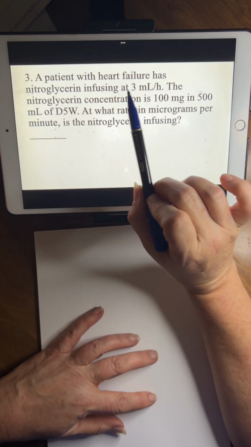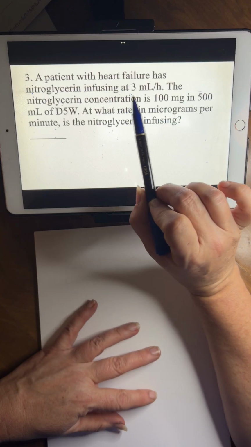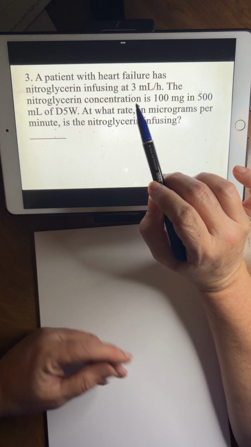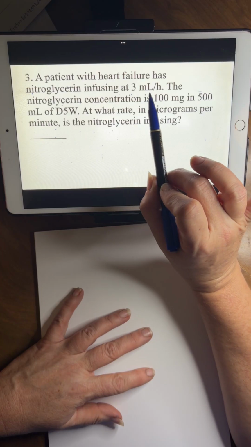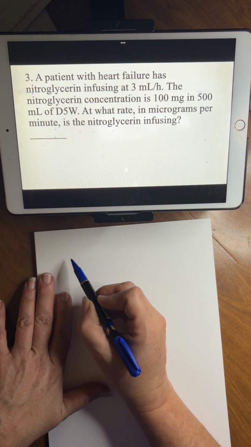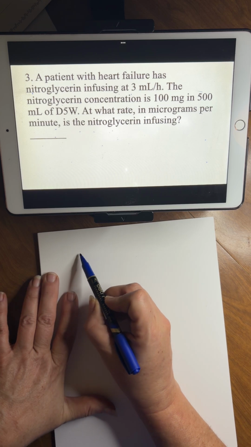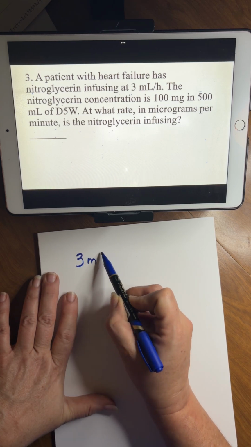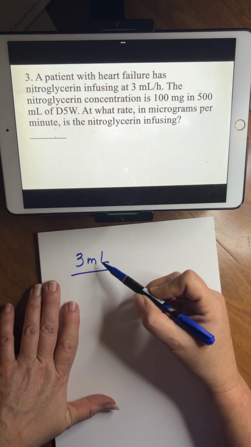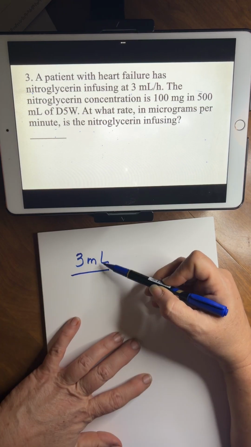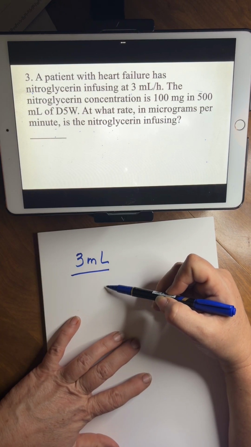So it's infusing at 3 milliliters an hour. Who wanted that? I didn't. I don't care what it goes at. That's what Mr. Main, the physician, wanted. So follow me. 3 milliliters an hour is what the doctor wants it going at. What do I have that's milliliters? Because it has to have the same last name to go in the fraction.